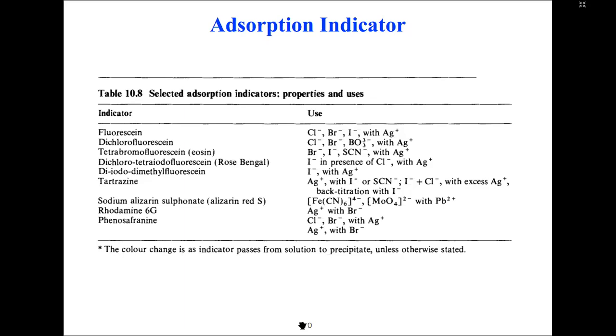We understood the mechanism of adsorption indicators, how the color change occurs, and how to draw that figure of AgCl in the middle, then chloride ion as the primary layer, and since chloride is the negative ion, we should have a positive ion as the secondary layer. And once all the chloride is used up, you can have fluorescein, which we indicated with a negative sign, and that will have a different color.